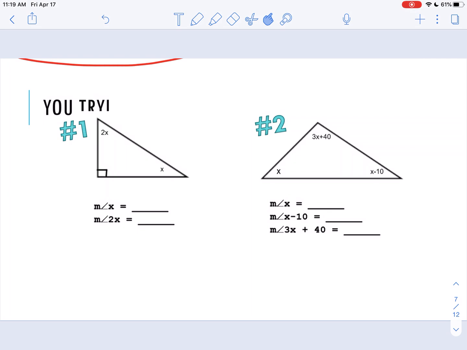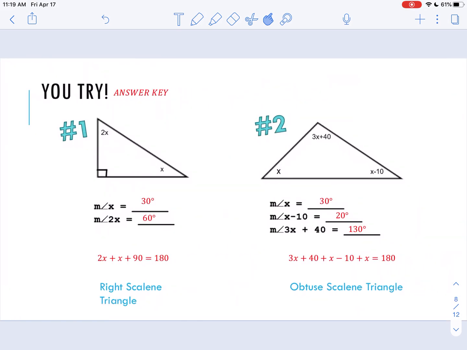All right, great. So hopefully you've solved out these two examples. All right, so let's see if you got them correct. Let's do a little TV magic here. Boom. All right, so number one, you should have gotten the solution here. Measurement of angle x is equal to 30 degrees. The measurement of angle 2x equals 60 degrees. If you did not get that, double check your equation. All right, your equation should be 2x plus x plus 90 equals 180 degrees. To classify this, we call this a right scalene triangle. All right, check your work for number two, same idea. First, check your answers, double check to make sure your equation's correct. All right, and then we call this an obtuse scalene triangle.